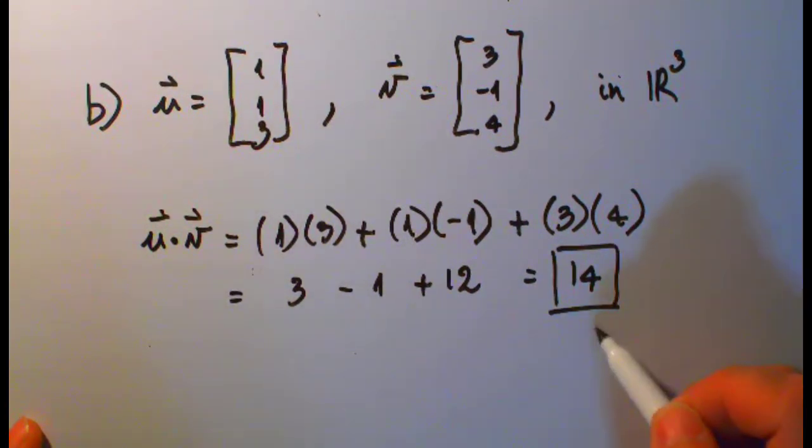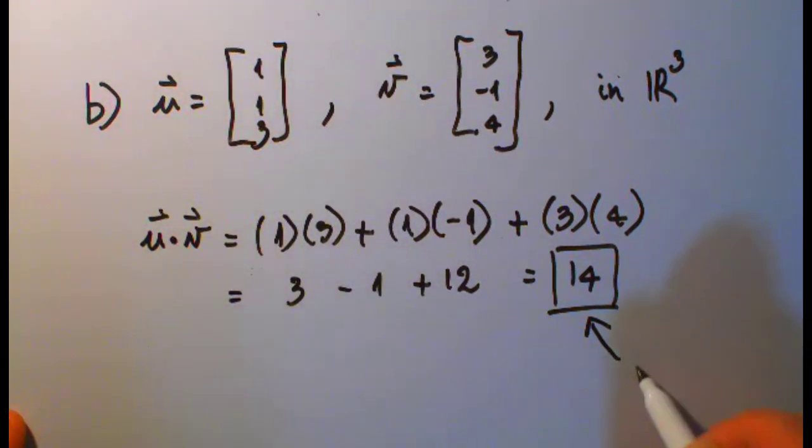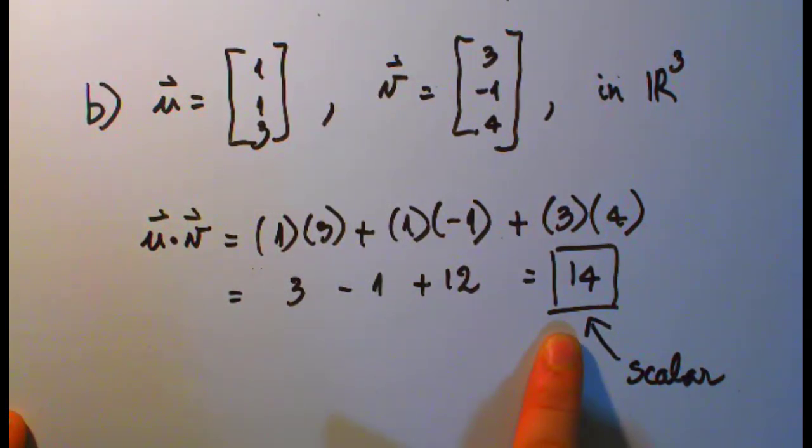Notice again that this final answer of a dot product is a scalar. Even though we switch over to working with vectors in R3, the answer is the same kind. It's a scalar.